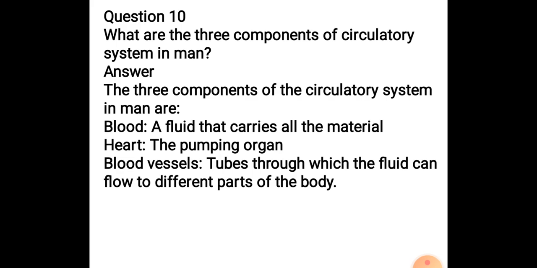Question number 10. This is the last question. What are the three components of the circulatory system in man? The three components are blood, a fluid that carries all the materials. Next, the heart, which is the pumping organ. And the last is blood vessels, the tubes through which the fluid can flow to different parts of the body. These are the three main components of which the human circulatory system is made up.